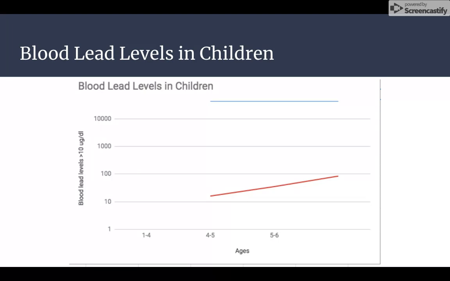This line graph displays the lead levels in children. There's an increasing trend in age. So as children get older, they're more likely to have higher blood lead levels.